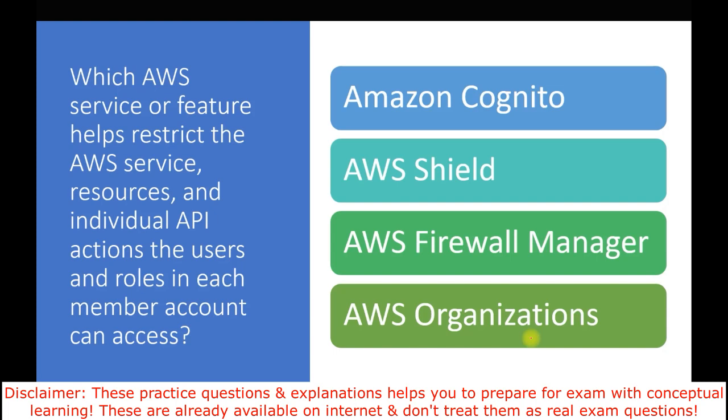Let's understand one by one. First, Amazon Cognito. This service is used for providing sign-in and sign-up services for your mobile application. Next, we have the AWS Shield service. That is a security service for protecting against DDoS attacks, distributed denial of service attacks, on our web application or any resource, which stop it from responding to actual user requests. Next, we have AWS Firewall Manager, which is used for managing various security services in AWS.